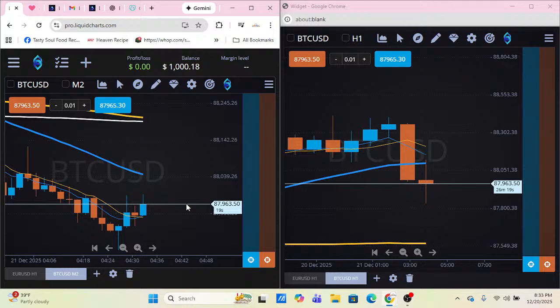Okay. So look, you see I was in profit already, but I'm gonna just keep the trade open. You see how the blue moving average is over the orange moving average, and the alert just came on. You see how the price is going up.